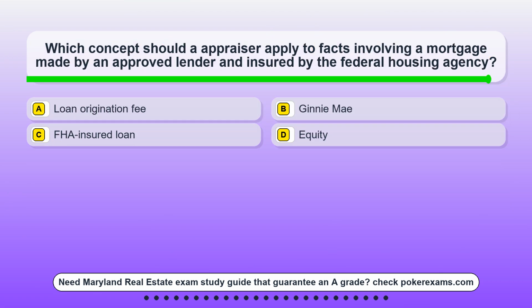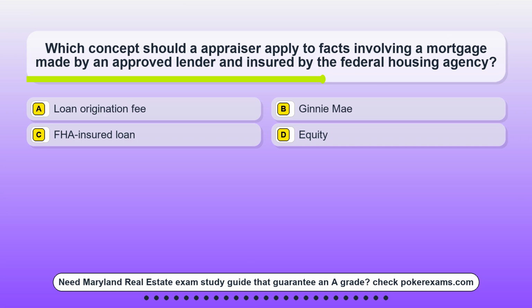Question 3. Which concept should an appraiser apply to facts involving a mortgage made by an approved lender and insured by the Federal Housing Agency? Option A, loan origination fee. Option B, Ginnie Mae. Option C, FHA-insured loan. Option D, equity.